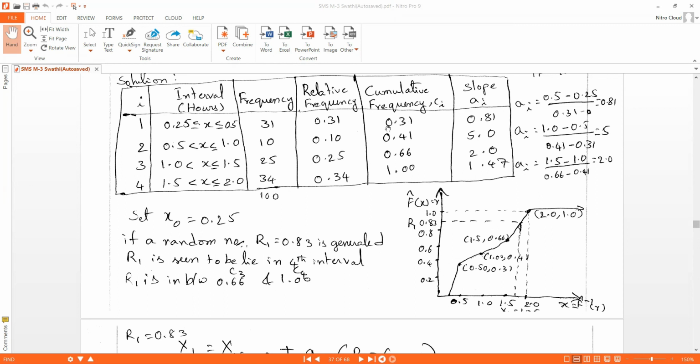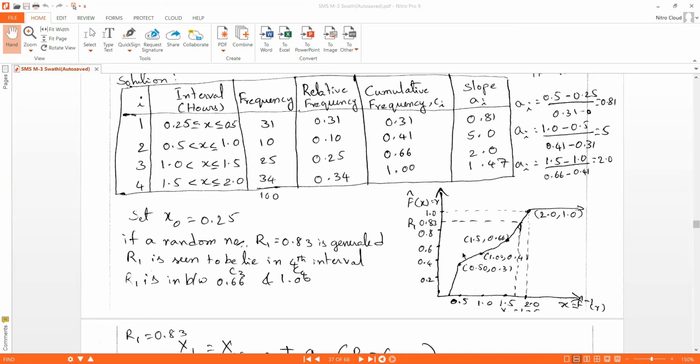Now we will map these points. When x was 0.5, its cumulative probability is 0.31. That point we will plot. At 0.5, 0.31, we will put a dot. Next, x was 1.0, and the cumulative probability was 0.41.